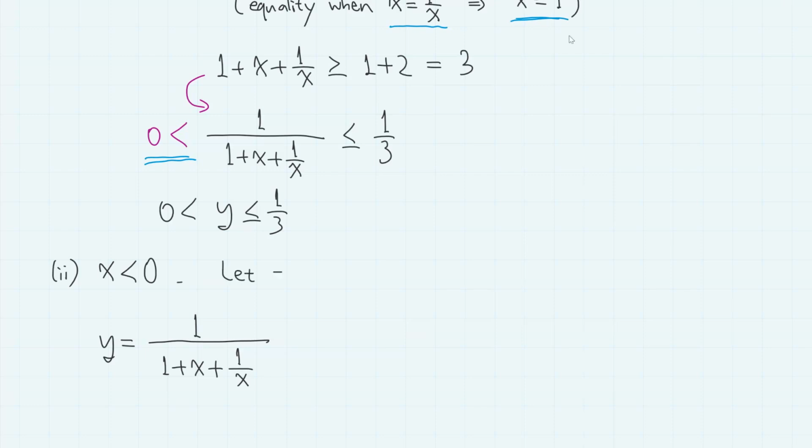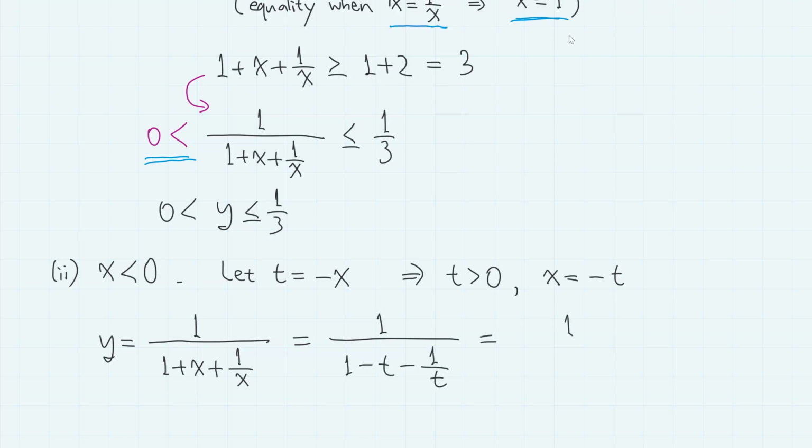Here, we just let t equal minus x, then t is positive, and since x is equal to minus t, we can write our function as 1 over 1 minus t minus 1 over t, so 1 over 1 minus t plus 1 over t.